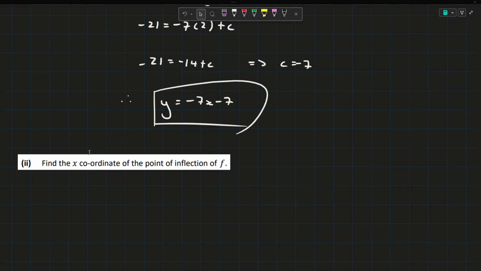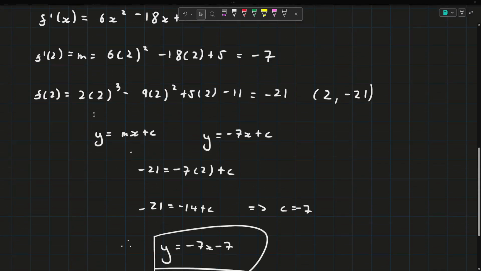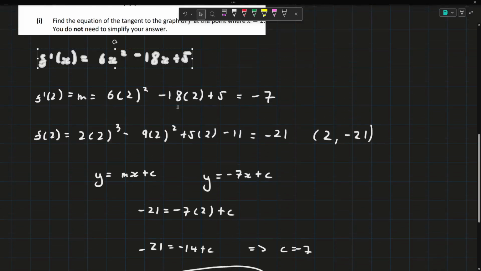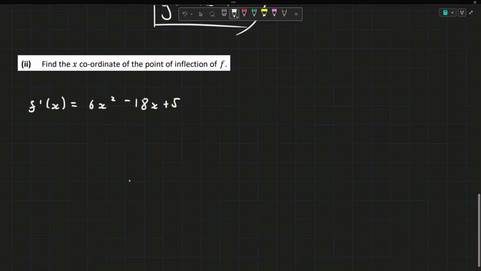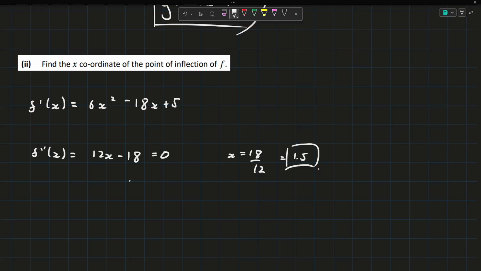Then we're told to find the x-coordinate of the point of inflection. The point of inflection is where the second derivative is 0. We know that the first derivative is this, so to find the second derivative, we just differentiate again. f double prime of x will be equal to 12x minus 18. We want that to be equal to 0 to find the point of inflection. So that means that x will be equal to 18 over 12 when you do that out, and that's equal to just 1.5.